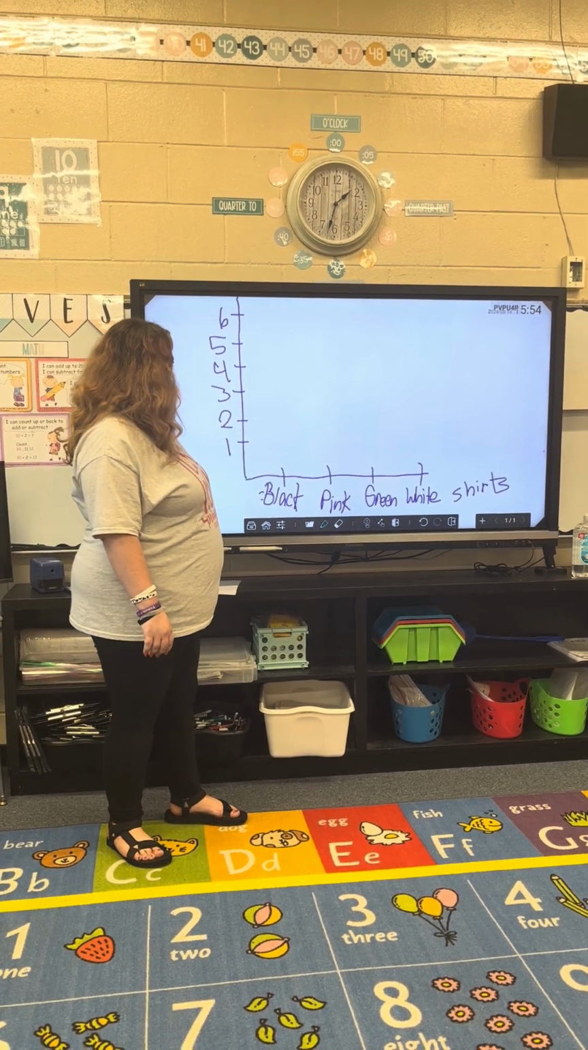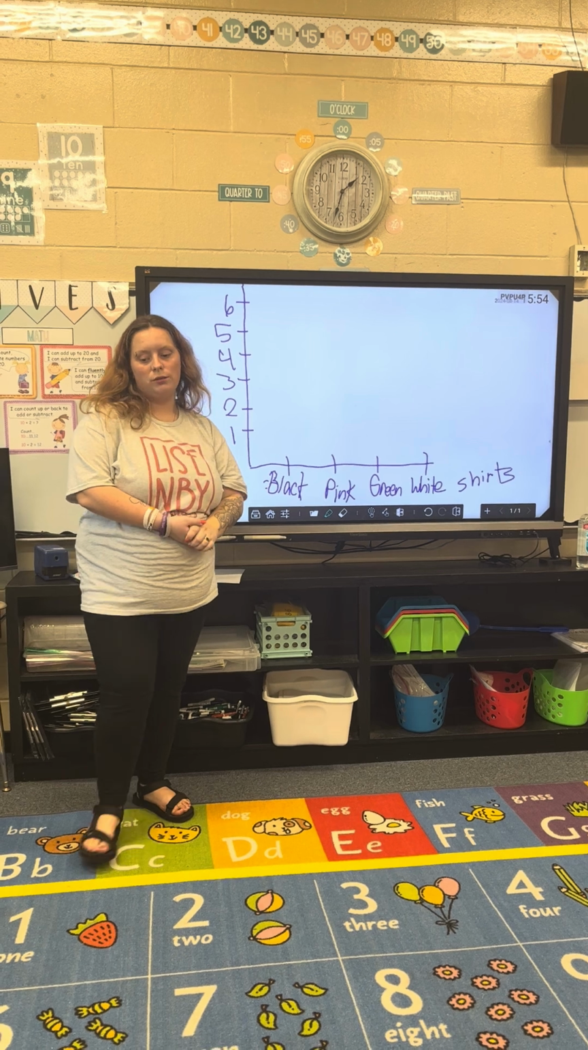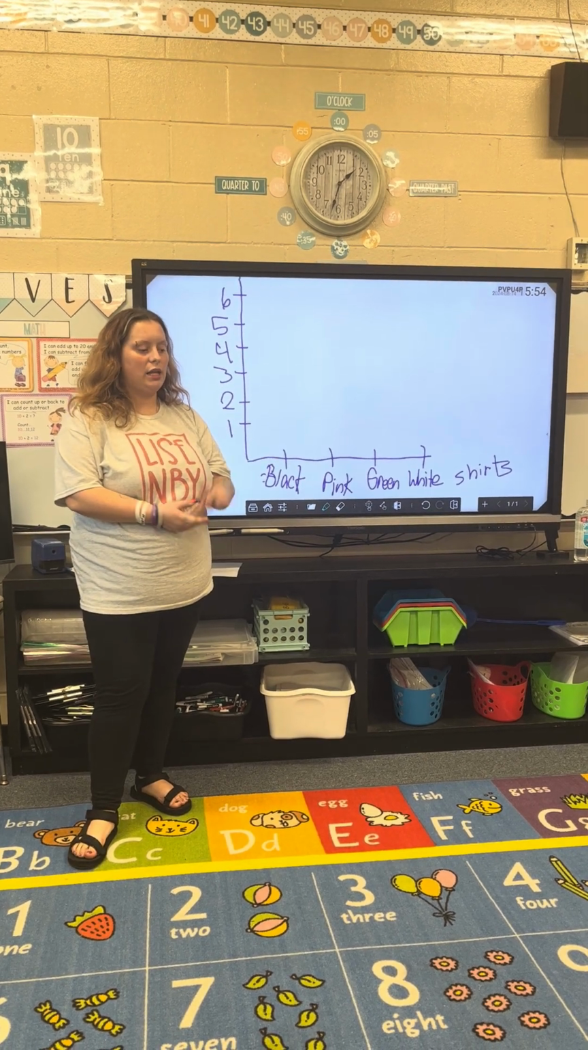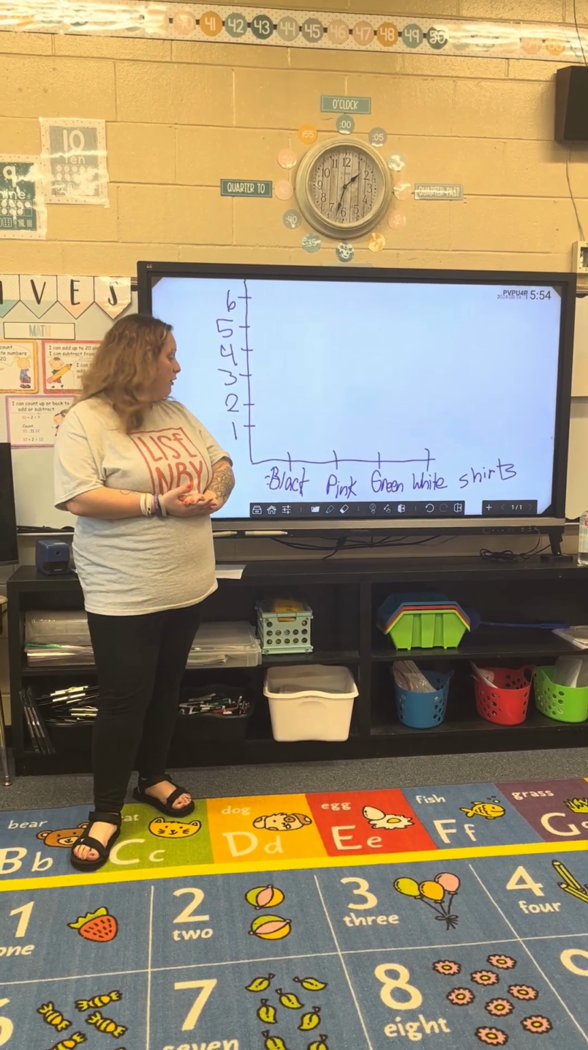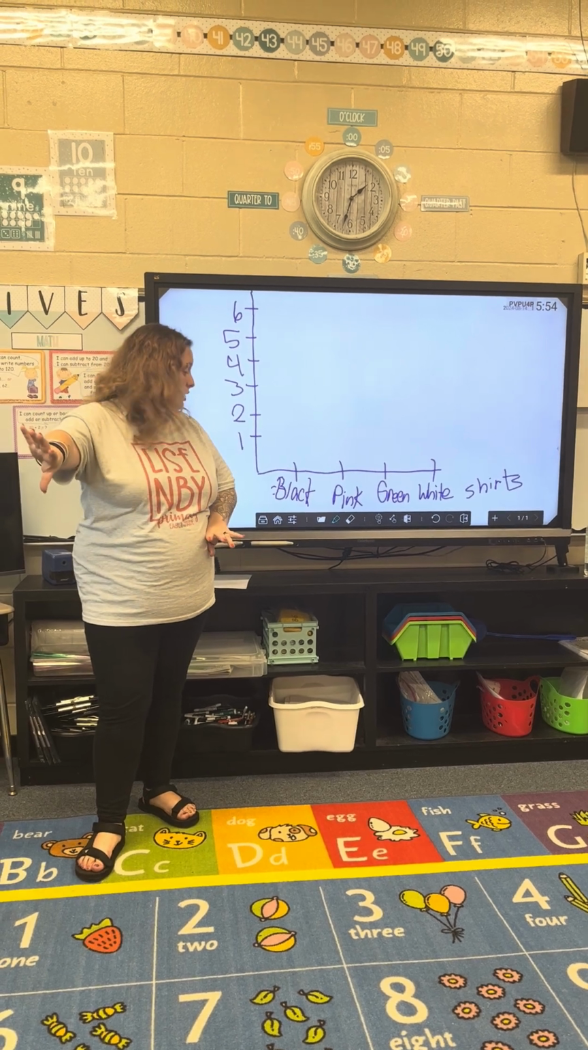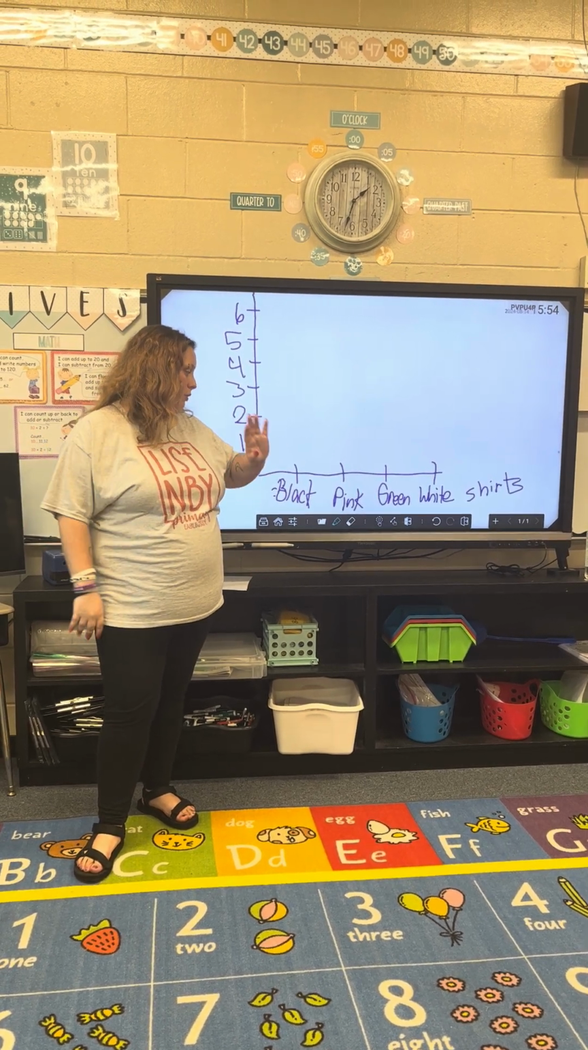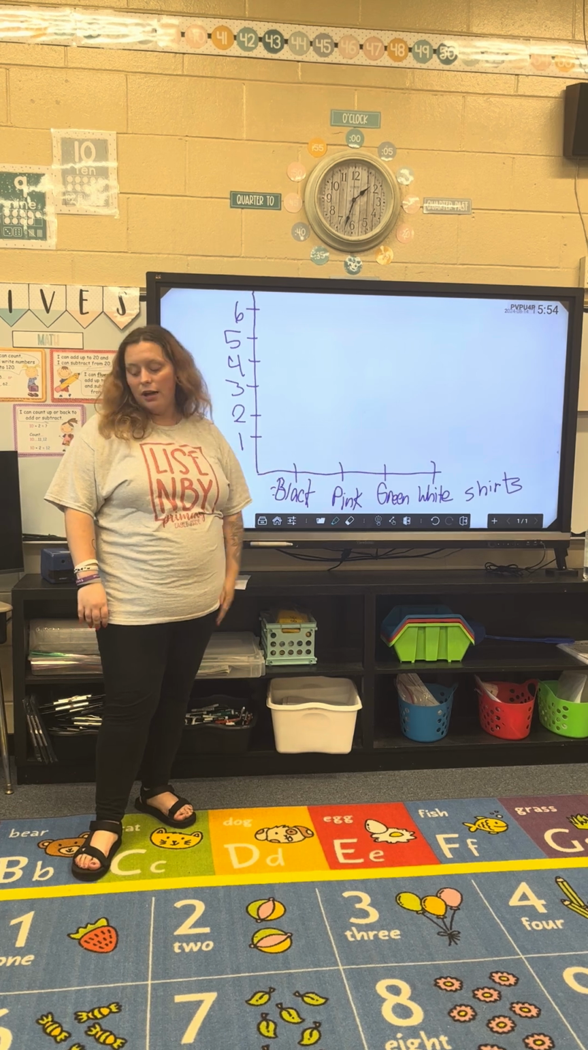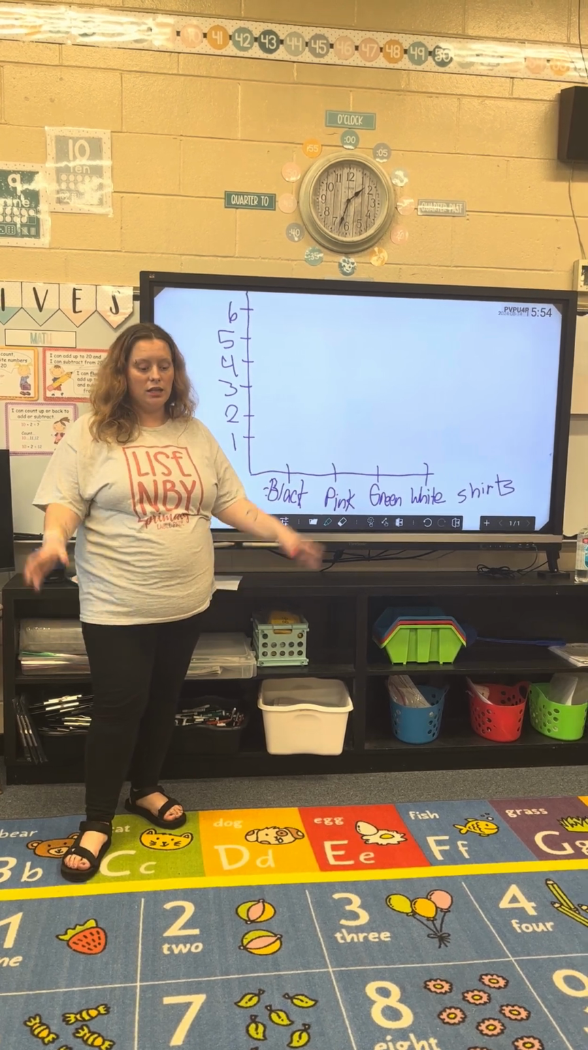All right. If you're wearing a black shirt, I want you to stand up and stand in that corner. If you're wearing a pink shirt, stand up and come to this corner. If you're wearing green, I want you to stand up and come in this corner. And if you have on a white shirt, you're going to stand in the middle.